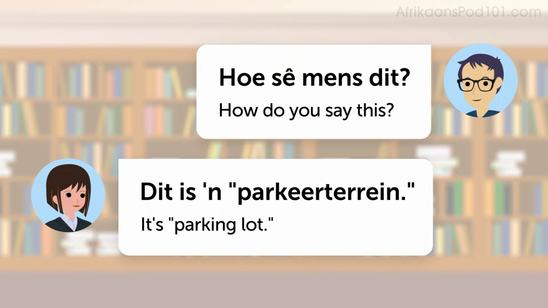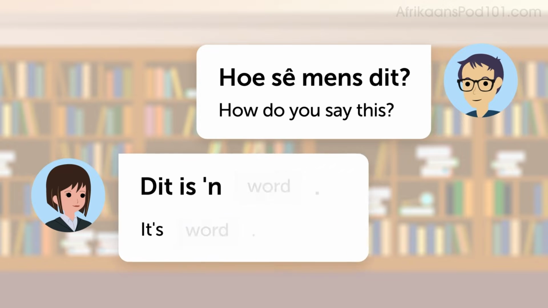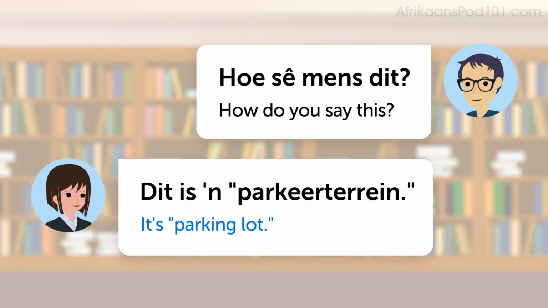Now, how do you answer this question? The pattern is, Dit is 'n word. It's word. For example, it's parking lot. Dit is 'n parkeerterrein. Dit is 'n parkeerterrein.